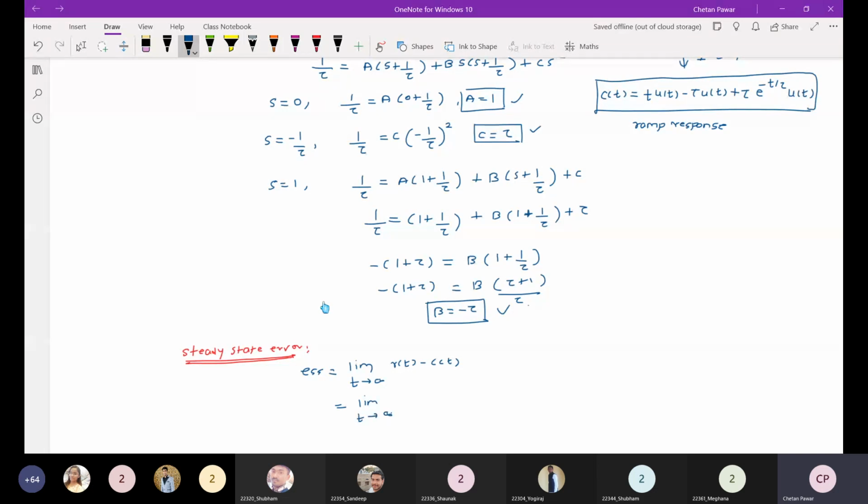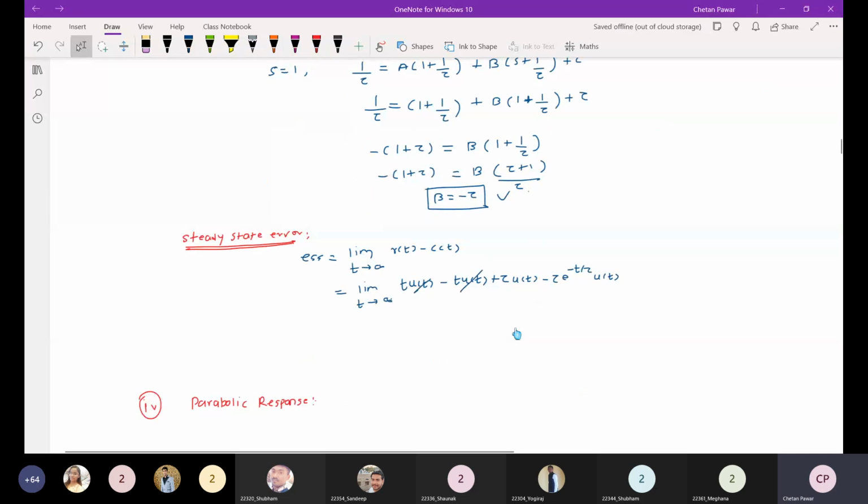So r(t) is what? t into u(t), minus this c(t), right? t into u(t), plus tau into u(t), minus tau into e raised to minus t by tau u(t). Okay, so this term will get cancelled. Then if I put t tending to infinity, this term will become 0 and what will remain? Tau only. So ess will be tau. The steady state error will be tau. So what is the conclusion here?